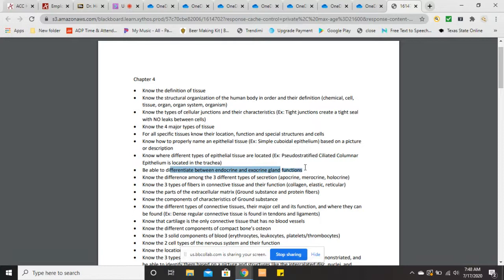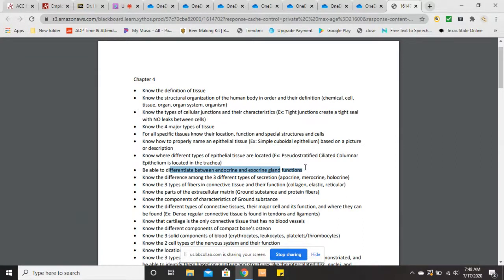So we spend time talking about glands. Why? Because you got a lot of them. Just think back to chapter one. Think back to when we did organ systems. Think back to when we did things like the endocrine system. Remember, the endocrine system is made up of a whole bunch of glands that make hormones. And they're not the only glands in your body.